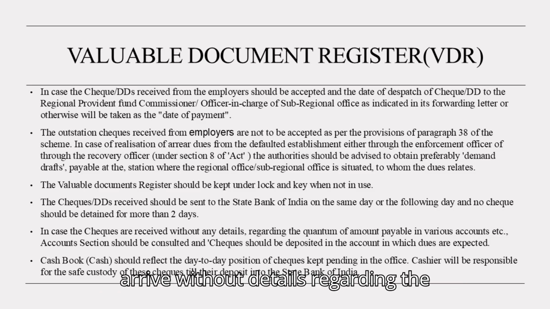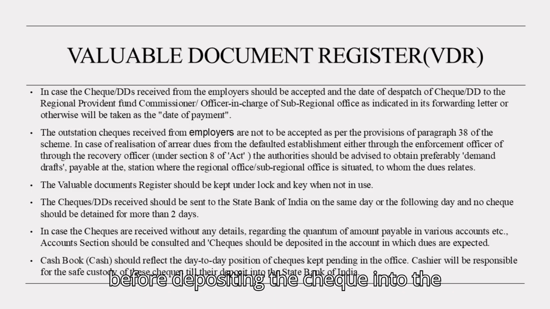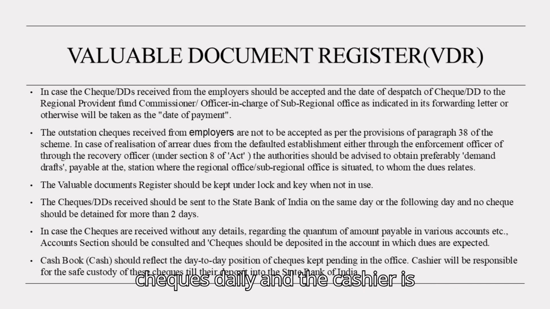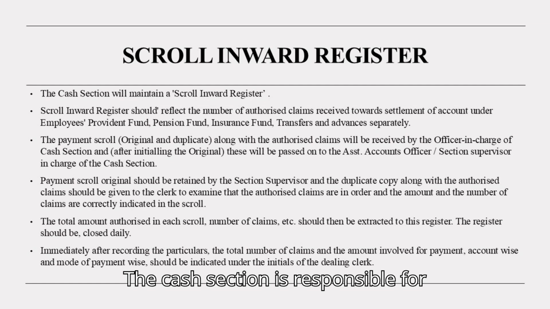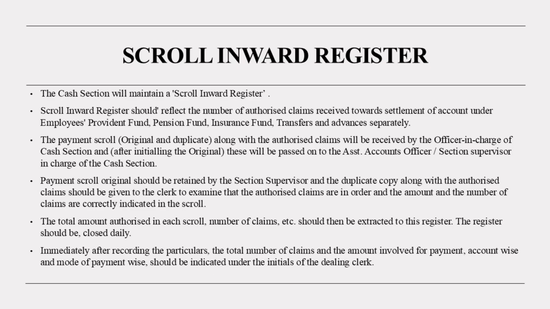If checks arrive without details regarding the amount payable across various accounts, the accounts section must be consulted before depositing the check into the relevant account. The cash book, cash, should display the status of pending checks daily, and the cashier is responsible for their safe custody until deposit. The cash section is responsible for maintaining a scroll inward register.